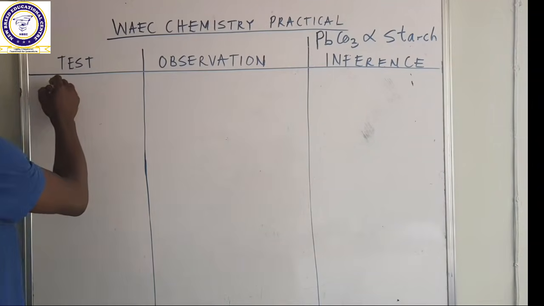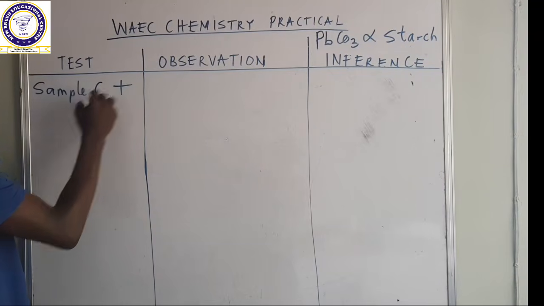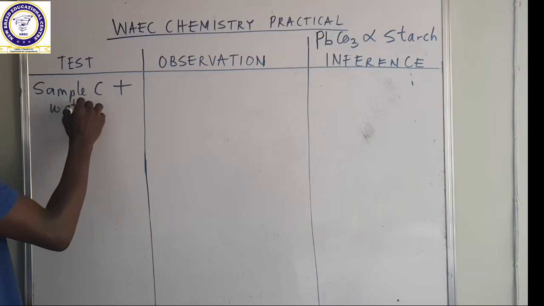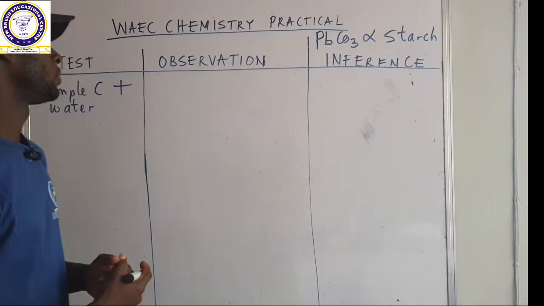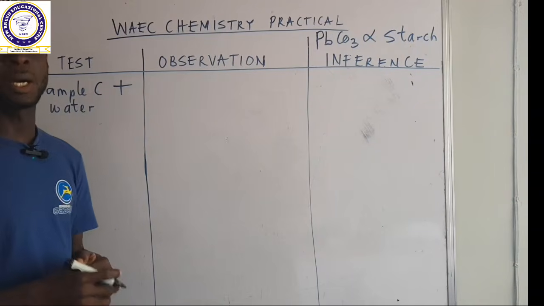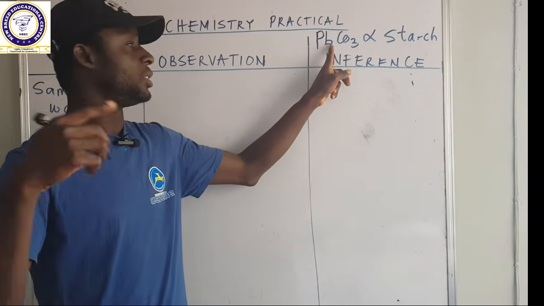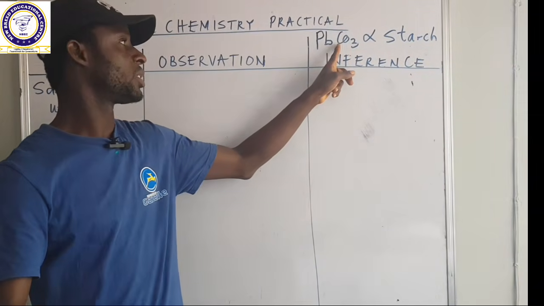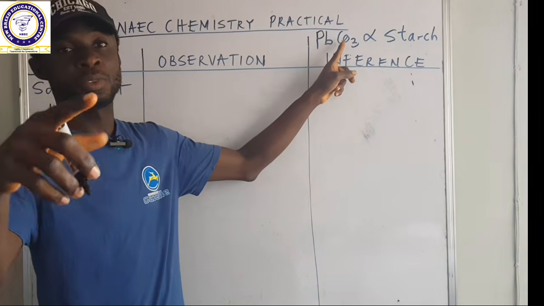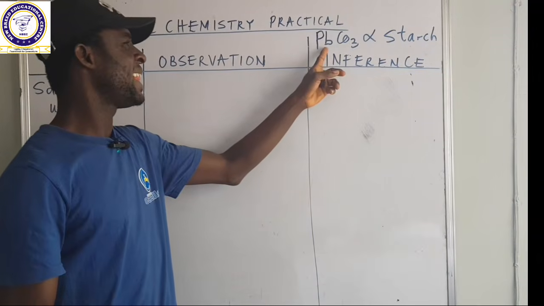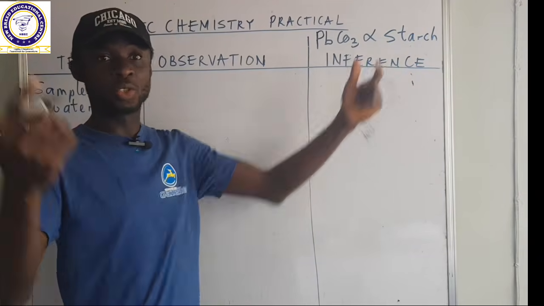So we have sample C plus water. And don't forget that in your exam you'll be using distilled water. Now, if you add water to your test sample, know that your lead carbonate is insoluble in water. Don't forget the rules of solubility of salts. All carbonates are insoluble except those of potassium, sodium and ammonium. So our lead carbonate is insoluble in water, and you know that your starch is also insoluble in water.